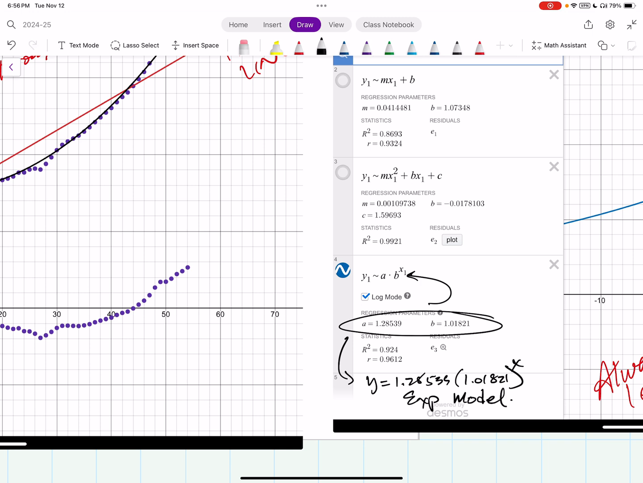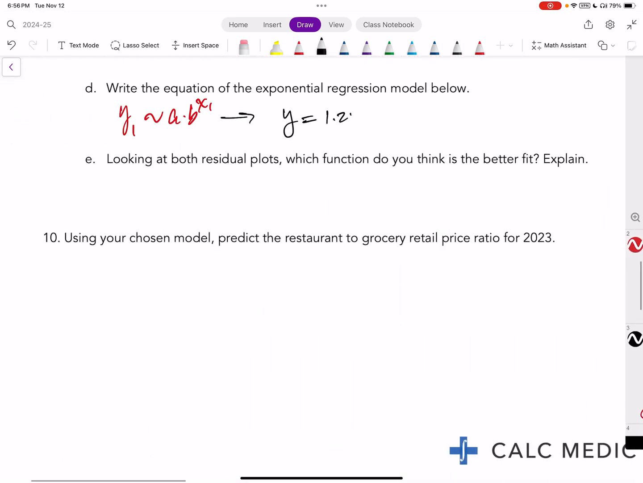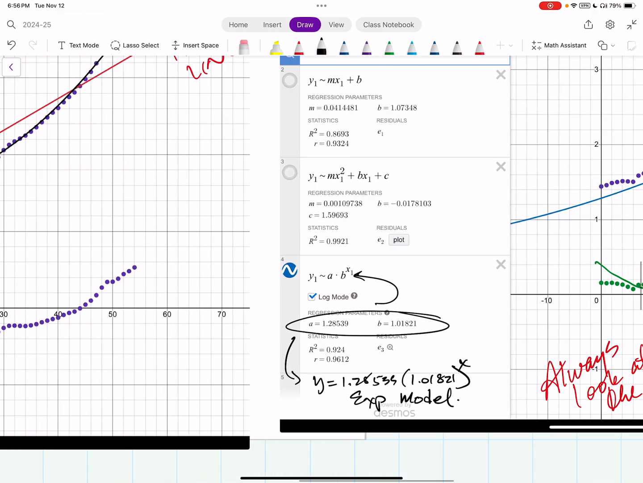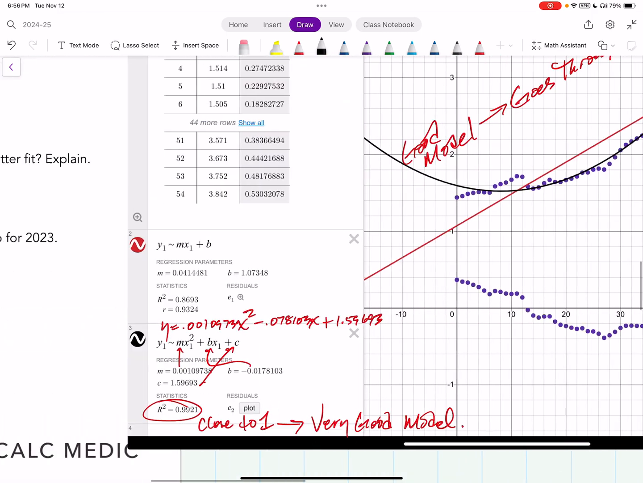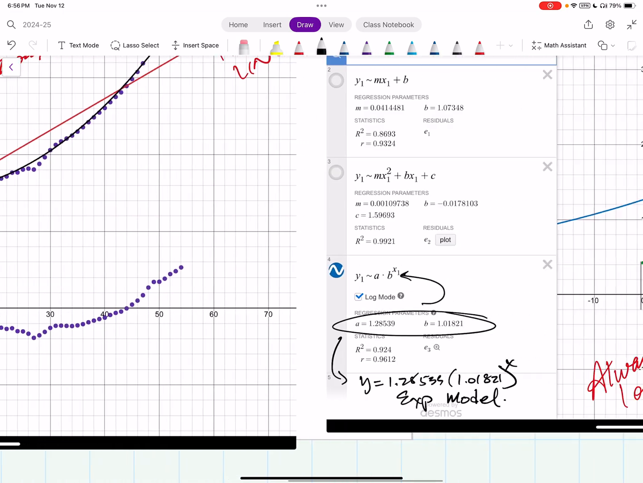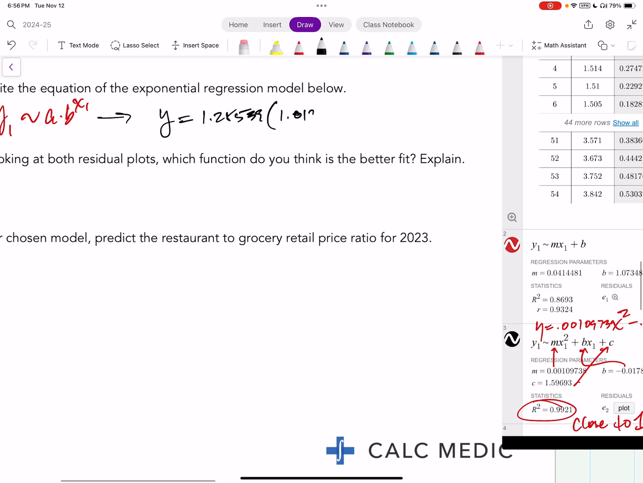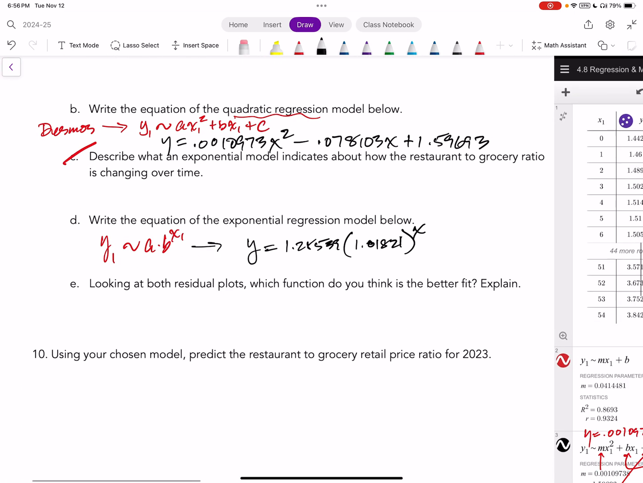So let's write that down. So 1.28539 times 1.01821. Excuse me, I didn't write that in. I forgot it. So 1.01821 raised to the x power. Okay, so now we have our two models.